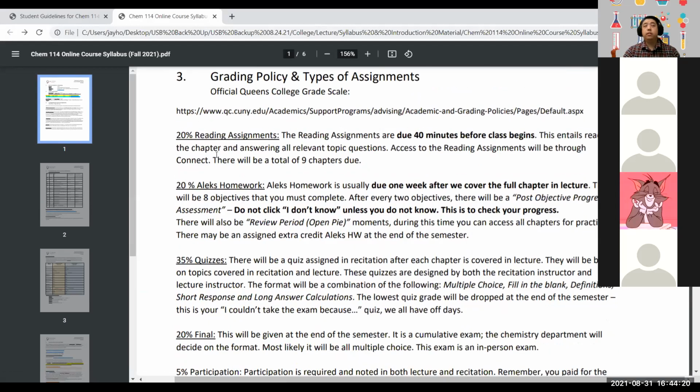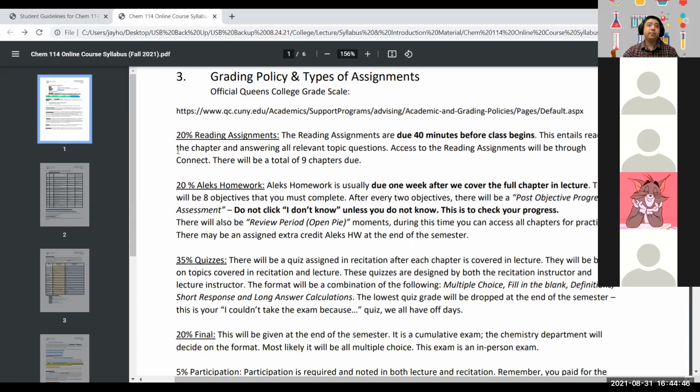How we break down the grades: 20% of this is a reading assignment, which is one type of homework. This is your Connect homework. This is due 40 minutes before class. So we're going to cover chapter 12 today and also chapter 12 next week. So by the time we meet next week at about 4 o'clock, 40 minutes before class, you must finish that first homework. If you understand this, please acknowledge it. Give me some kind of reply.